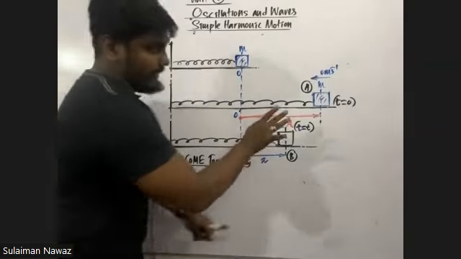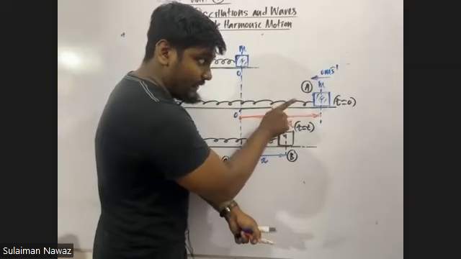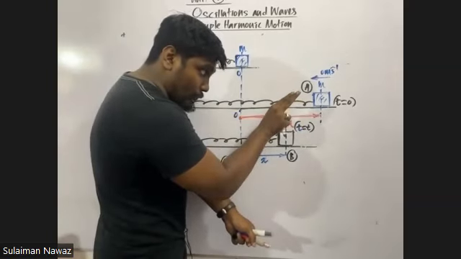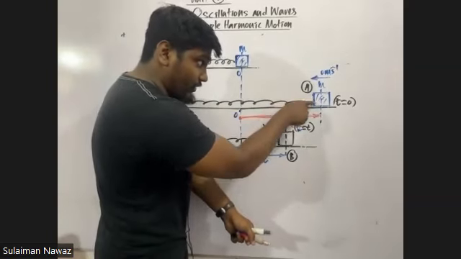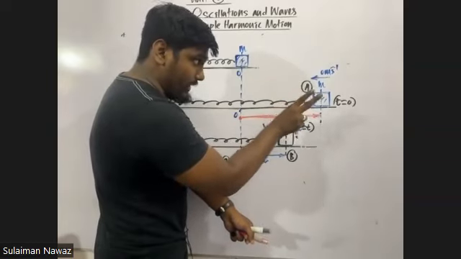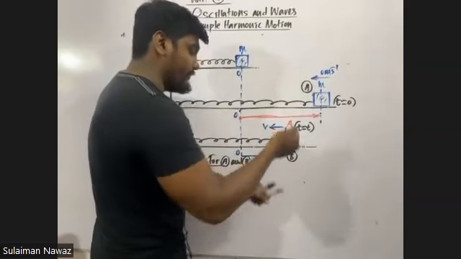Okay. Now this time, very carefully listen, your system includes two objects. One is the spring, the other one is the object. Your system has two things: one is the spring, the other one is the object.